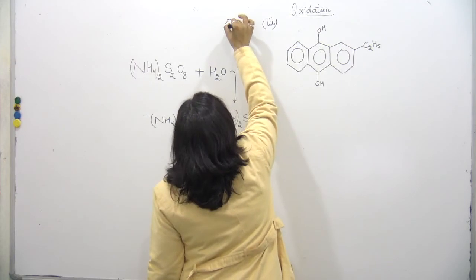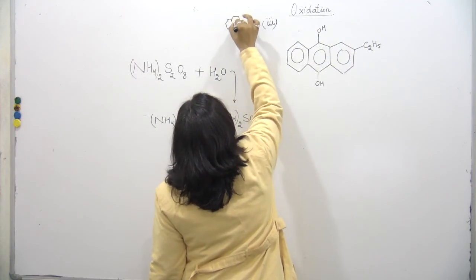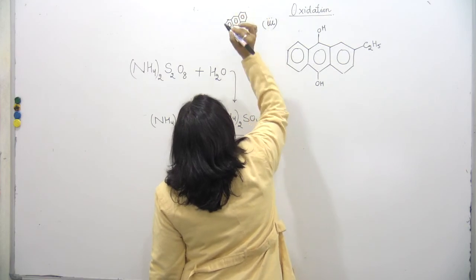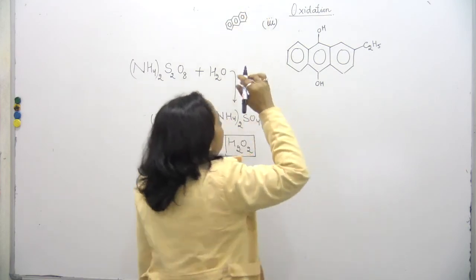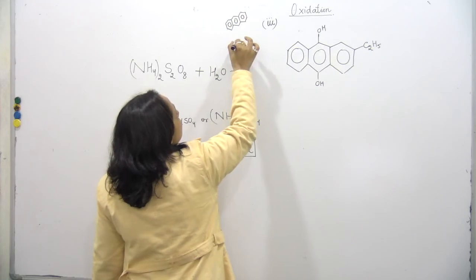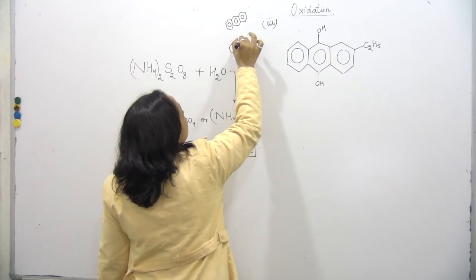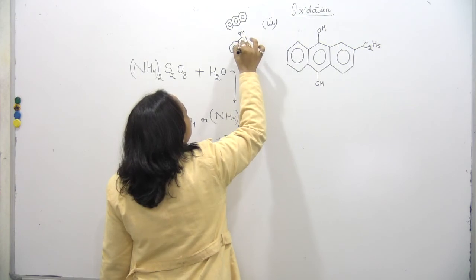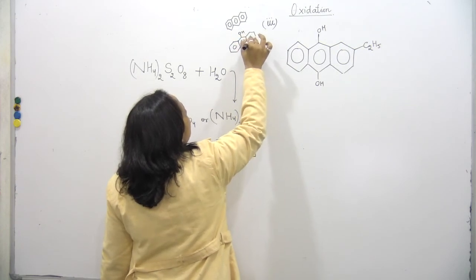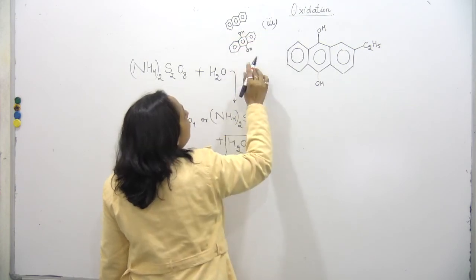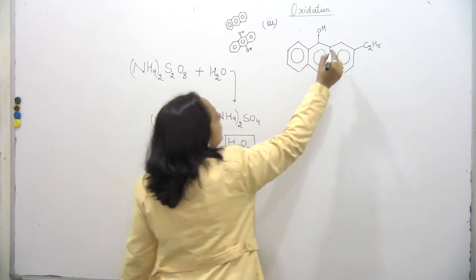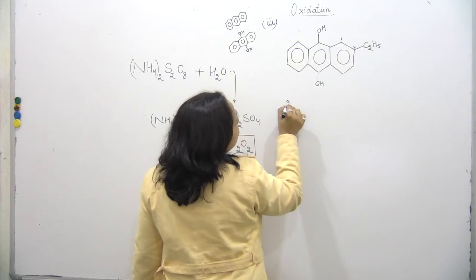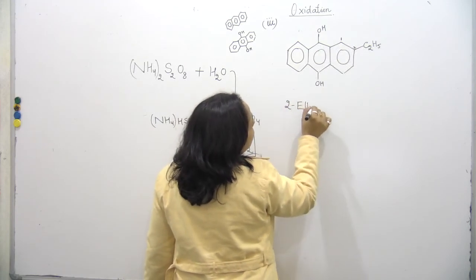Anthracene is what? Anthracene is 3 benzene rings together. This is anthracene. Anthraquinol is anthracene with 2 OH. And what is 2-ethyl anthraquinol? That is this compound, this carbon is numbered as 1, this is 2, and this is 2-ethyl anthraquinol.